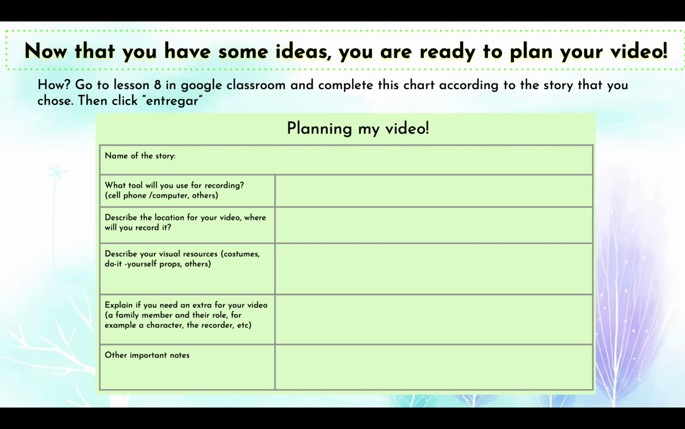In addition, you need to plan and describe your visual resources, such as costumes, do-it-yourself props, and others. Also, you're going to include and explain if you need an extra for your video. This can be a family member, but you must describe their role. For example, is this extra going to play a character? Or are they going to record your video, etc.? Finally, you're going to take some notes that you consider important for recording your video.